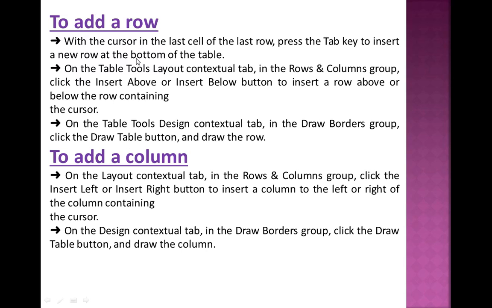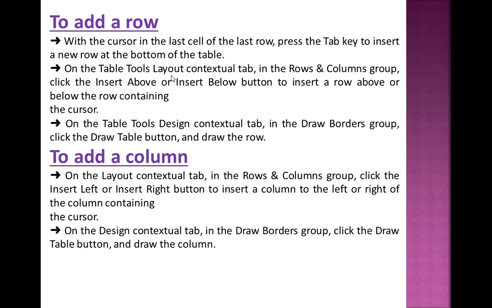With the cursor in the last cell of the last row, press the tab key to insert a new row at the bottom of the table. Means simply place the cursor in the last cell of the last row and then press the tab key. When we press the tab key, then automatically a new row will be inserted at the bottom of the table.